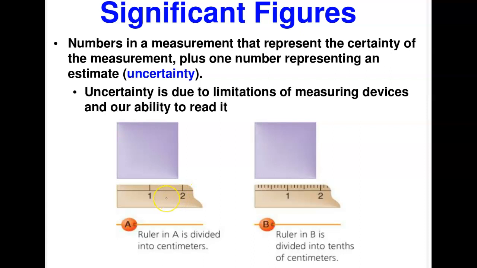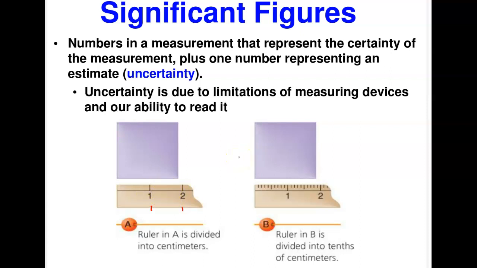That means the only number we can read with certainty will be the first digit. The digit between this point and this point has to be an estimate, because you don't have any marking to guide you. So that estimate is what will guide the number of digits we're going to write. That means the highest number of digits I'm going to write for this ruler will be 2 digits. First, I have the certain number, and the second one, which is an estimate.